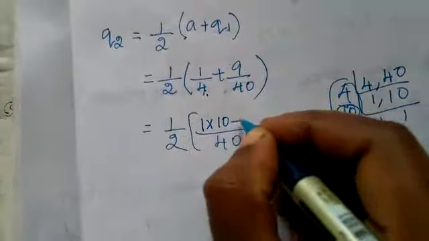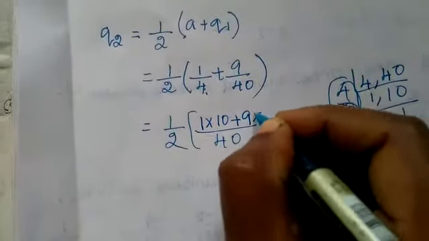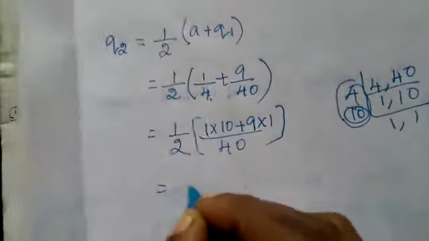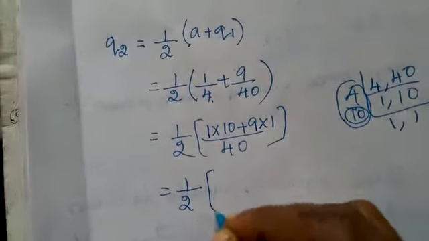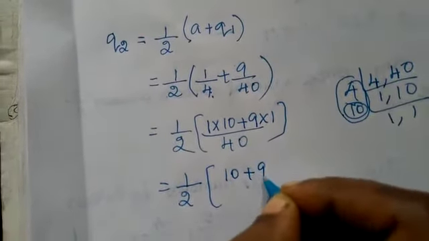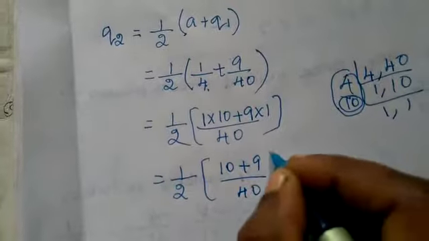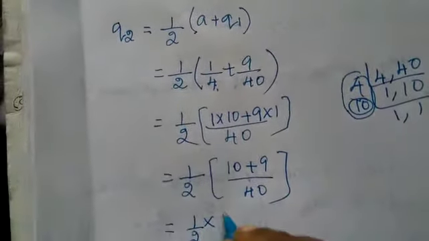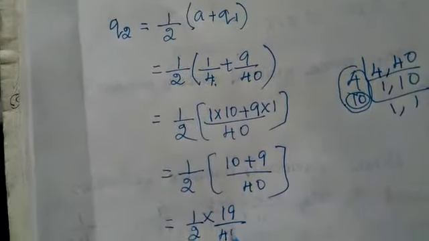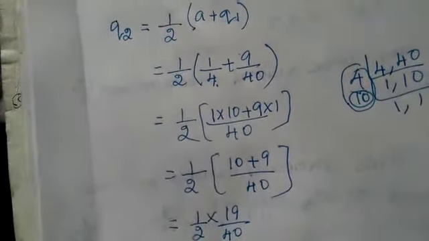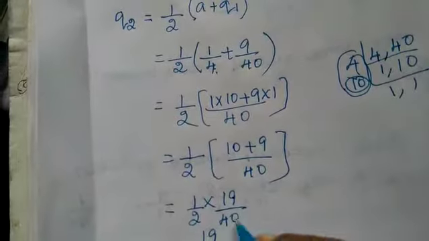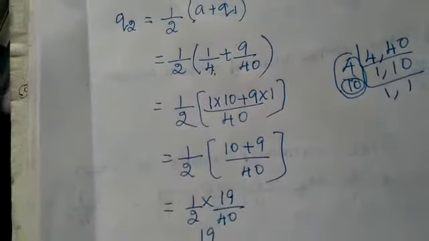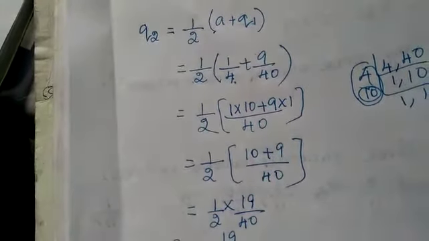1 into 10 plus 9 by 40. Here the denominator is 40, so you multiply by 1. Half into (10 plus 9) by 40 equals half into 19 by 40. Now 2 40s are 80, so this is 19 by 80. This is the second rational number.